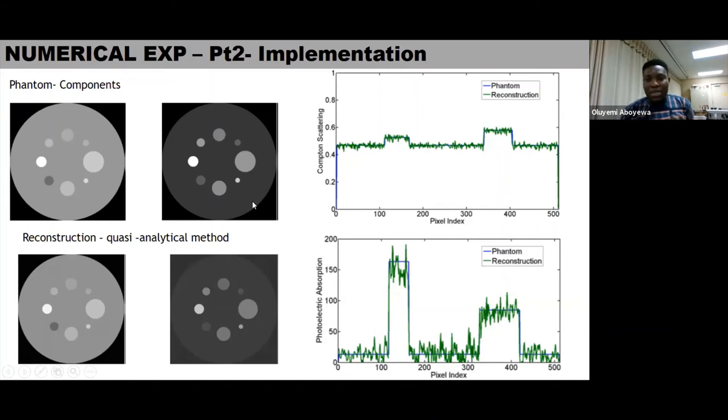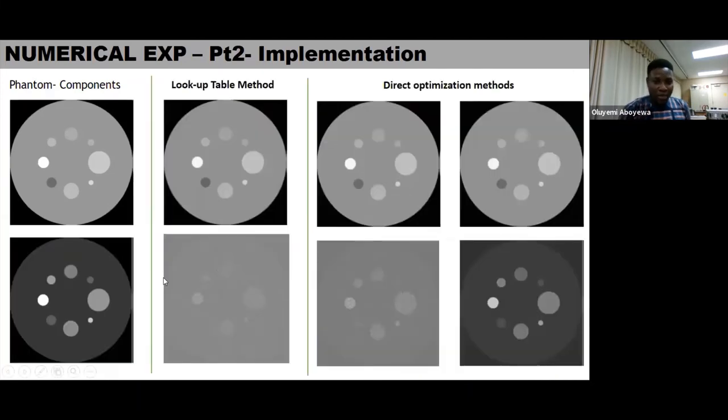Then the author implemented this method and saw how it compares with the true phantom he made. You can see from the graph that they relate fairly well. This method is really more like a one-step approach. You are solving a polynomial, then using that value to optimize for the second value, and then you implement the two of them. The author compared that with other methods that have been available.